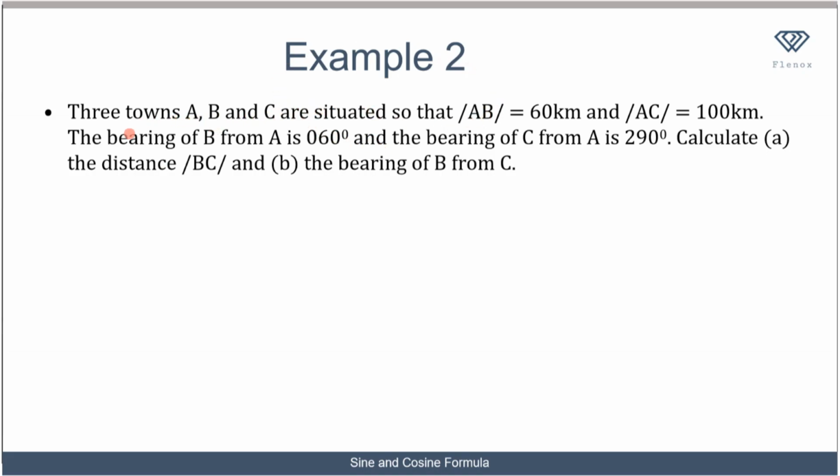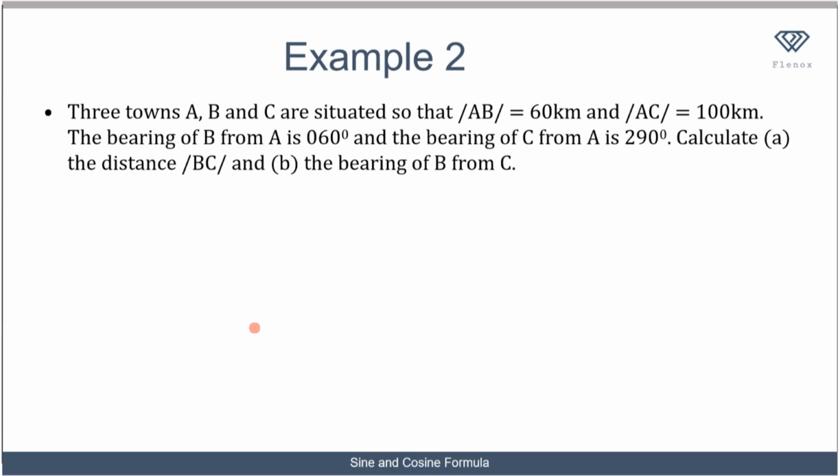So we're going to look at it now. We're told that three towns A, B, and C are situated so that AB is equal to 60 km and AC is equal to 100 km. The bearing of B from A is 060 degrees and the bearing of C from A is 290 degrees. Then calculate (a) the distance BC.